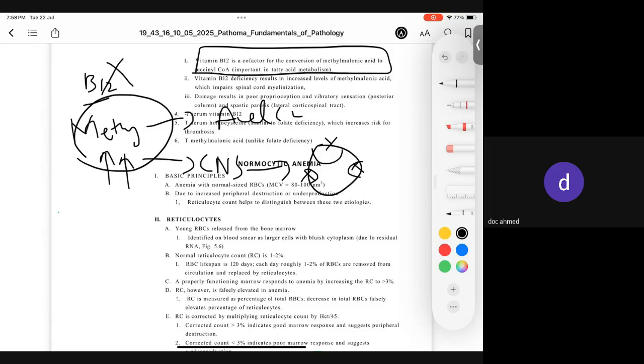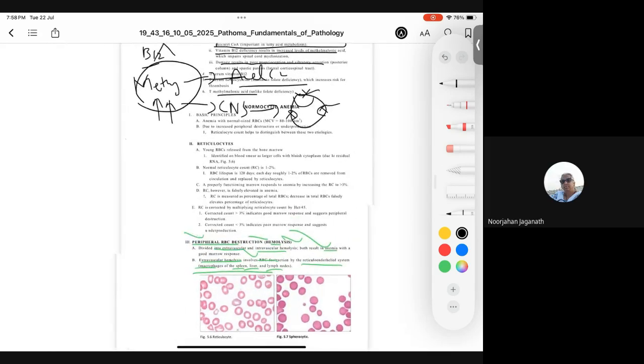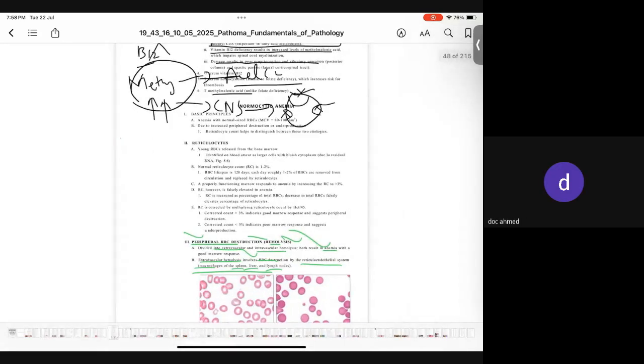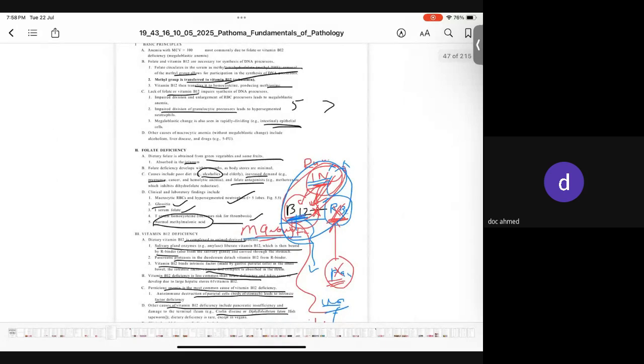So B12 deficiency increases methylmalonic acid, causing damage to the posterior column and lateral spastic paresis, and homocysteine would also develop, causing thrombosis. Three problems: homocysteine develops, methylmalonic acid increases, and macrocytic anemia. So B12 deficiency is more dangerous than folate deficiency. Hope this topic is cleared. Any questions? Okay, let me just give you an overview in 20 seconds.